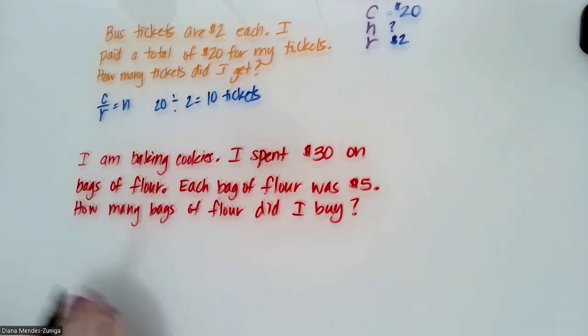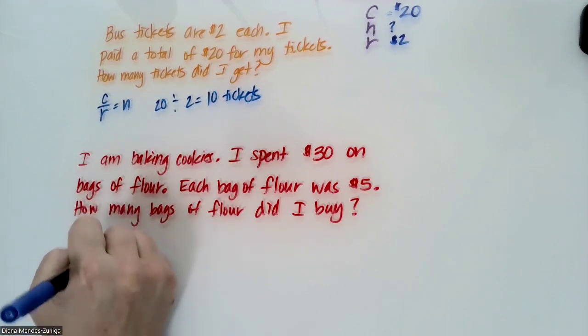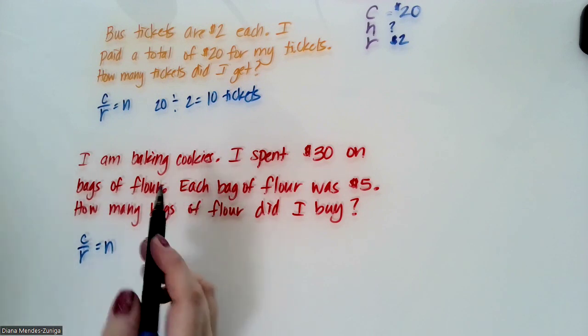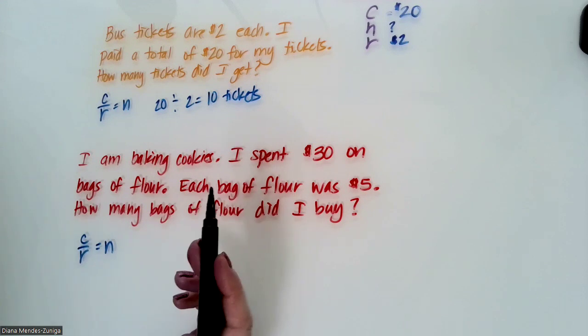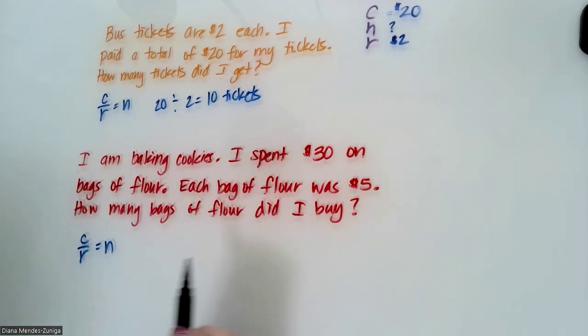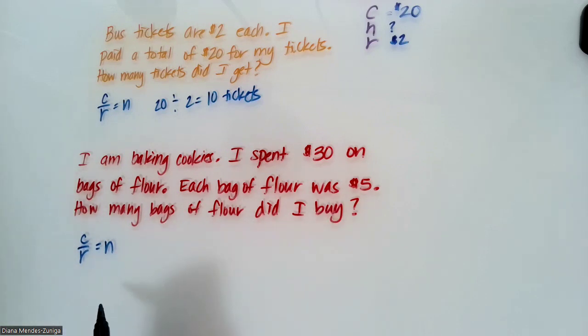So that's exactly how we're going to do this one down here. We're going to use our same formula here, C over R equals N. I'm baking cookies, which you guys know this isn't true because you know I don't bake. However, if I was baking cookies, I spent $30 on bags of flour. Each bag of flour was $5. How many bags of flour did I buy?